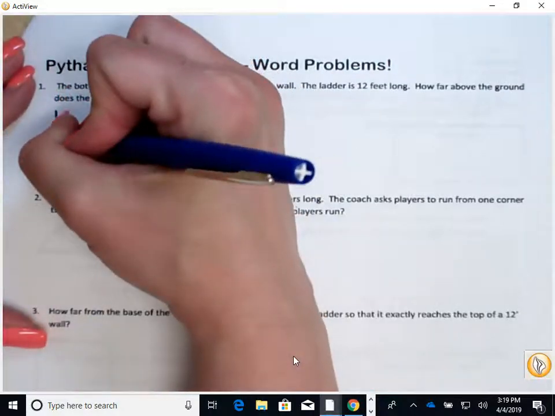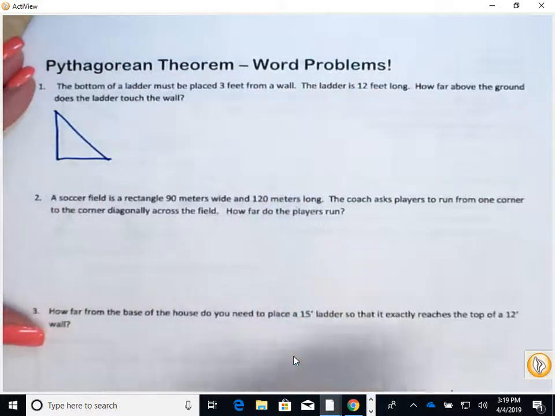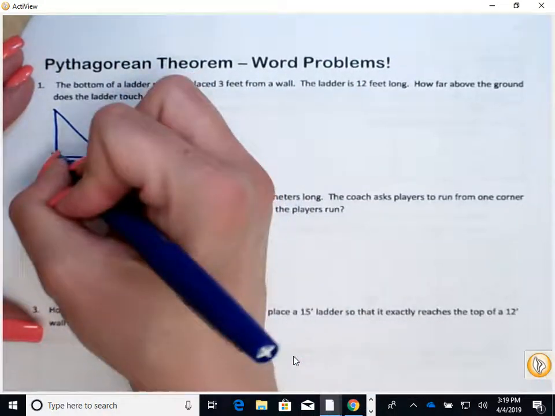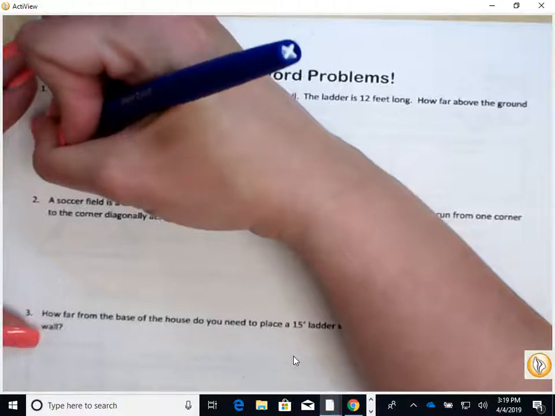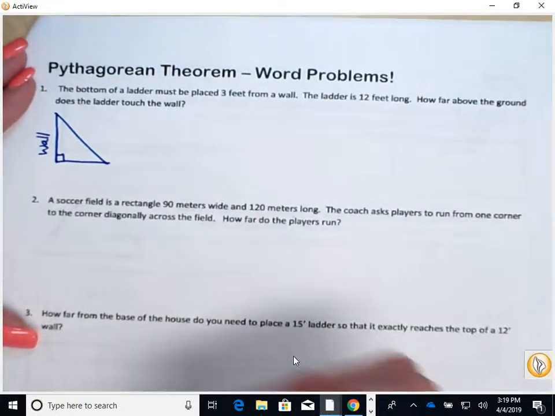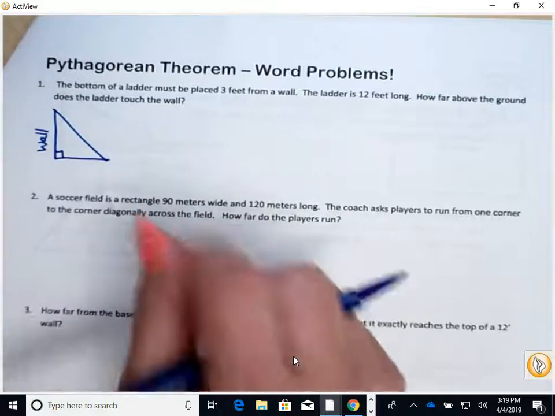So I'm working with a triangle here. And of course, since we're working with Pythagorean theorem, we're working with a right triangle. So here is my wall. Here's the ground, and this is my ladder. Remember, when we climb a ladder, it's always leaning.